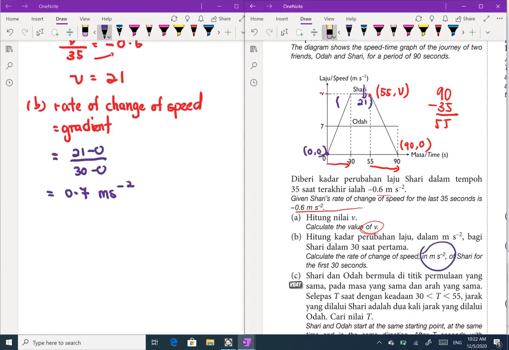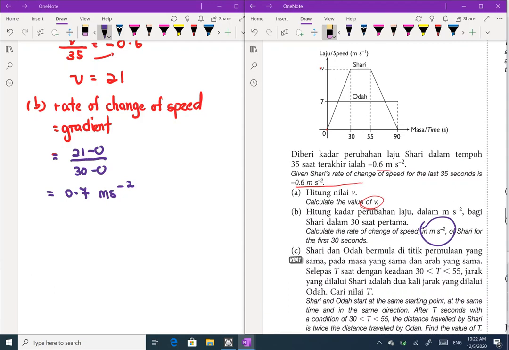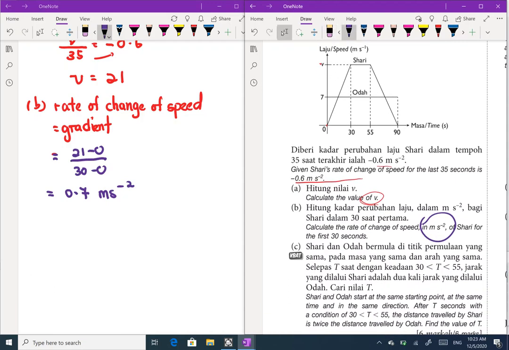Okay, now this question asks, Sari and Oda start at the same time. Two persons, both at the same starting point, at the same time and the same direction. After t seconds, with the condition t is in between 30 and 55, maybe I say my t is here. This is t. The t is in between here.